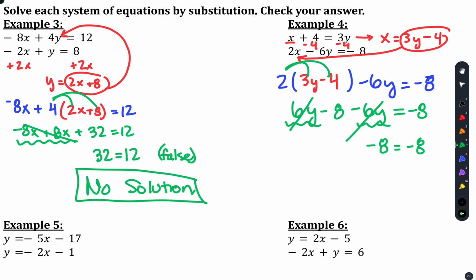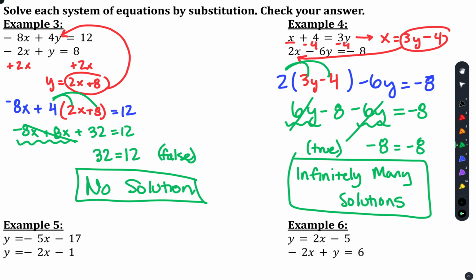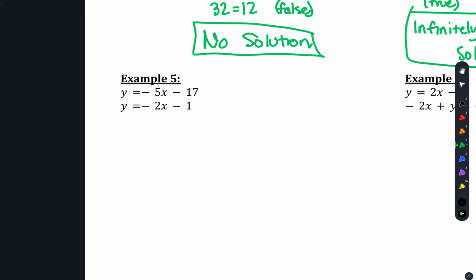Is this a true or false statement? It's true. Negative 8 does equal negative 8. I have to have the variables cancel out first, but then if I get a true statement, I'm not just writing true, I'm writing infinitely many solutions. And I know infinitely is a hard word to spell, but I will make fun of you if you spell it wrong. Just between us. Any questions? Okay, I'm going to show you one more weird one, and then we'll be done.